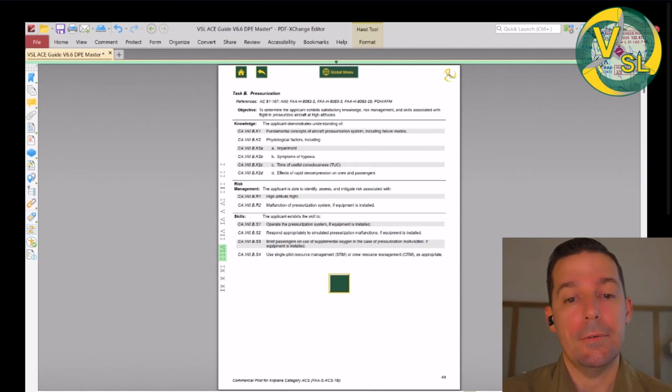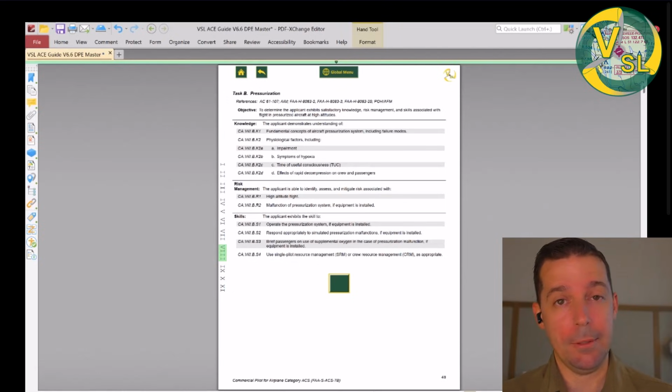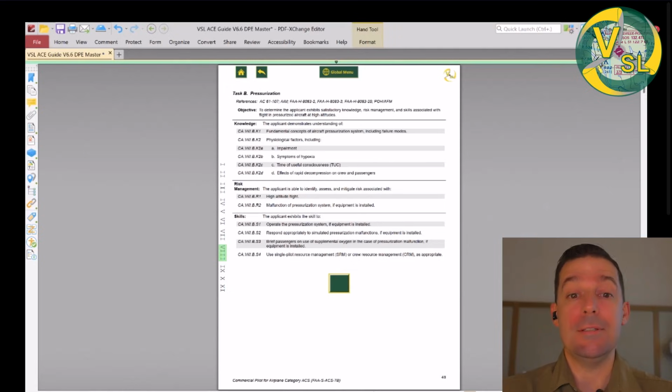And then use single pilot resource management, SRM or CRM as appropriate. So we have to use SRM for pressurization, but then again, the other 3 skills aren't even applicable because we're in an unpressurized aircraft. But we still have to cover 1 knowledge topic and 1 risk management topic of the pressurization system. Now, risk management 2 says if installed. So again, we don't have to cover that one. So there's really only 1 risk management.